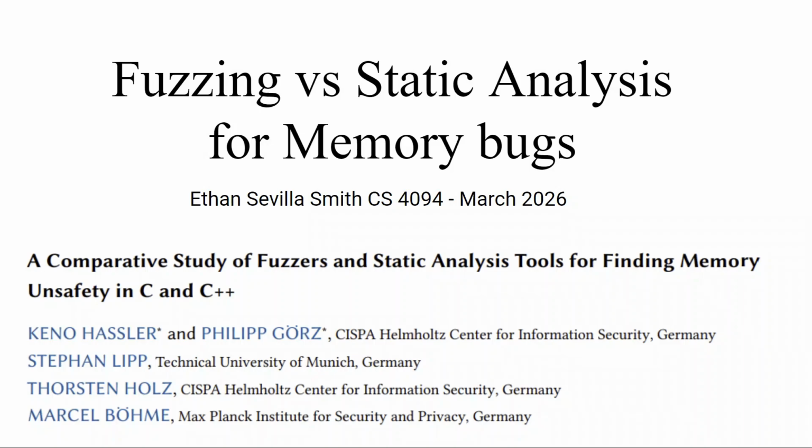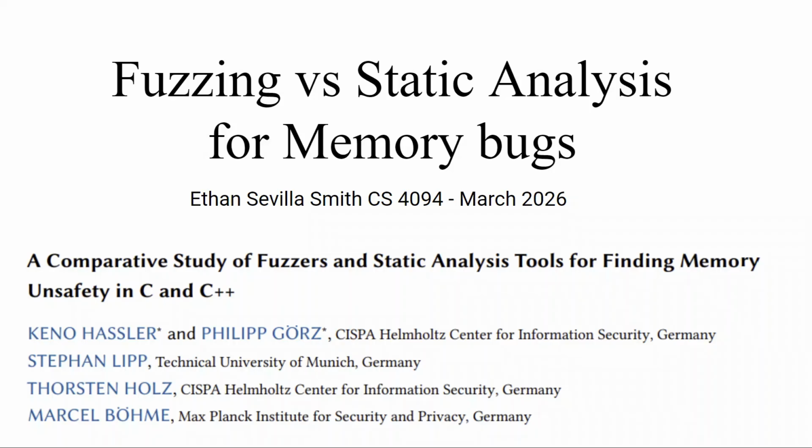I'm Ethan. Today I'm going to be presenting a 2025 paper that compares two ways that we find memory bugs in C and C++, which are fuzzing and static analysis. I'm not going to be reading the paper straight at you or going through every experiment that they do, but I'm mainly going to be focusing on the big ideas they convey.